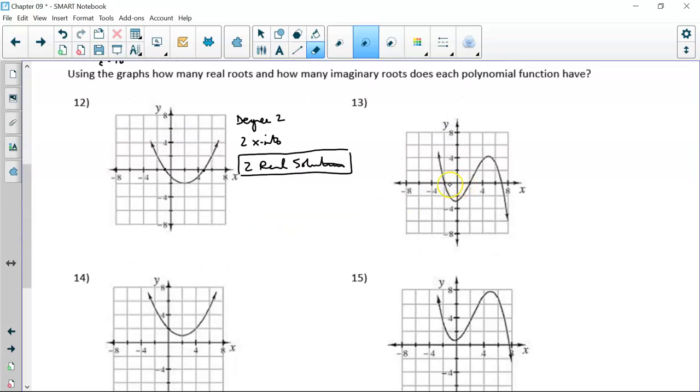Number 13, there's 2 turning points, so our degree is going to be 3. And we can see that means there's going to be 3 x-intercepts. So since we have 3 x-intercepts, we have 3 real solutions.